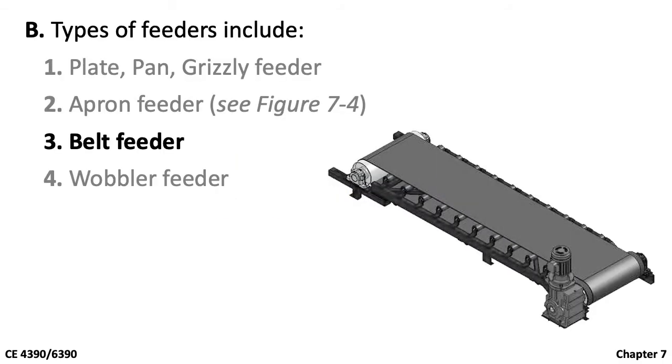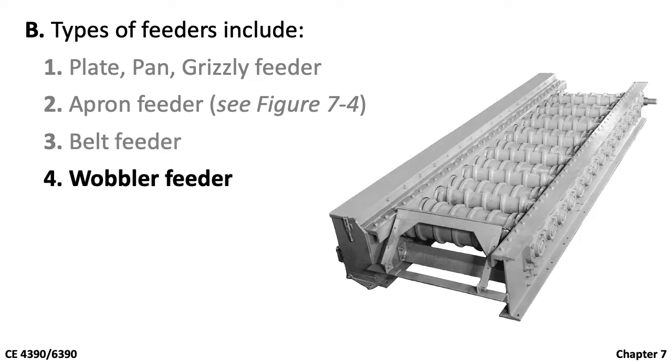Belt feeder is a modified version of apron feeder. It is like the belt that you see in the airport. Wobbler feeder is another common type of feeder. The wobbler feeder consists of a frame, elliptical bars, and a chain drive system used to rotate the bars. The bars are elliptical in shape. The following clip shows how it works.